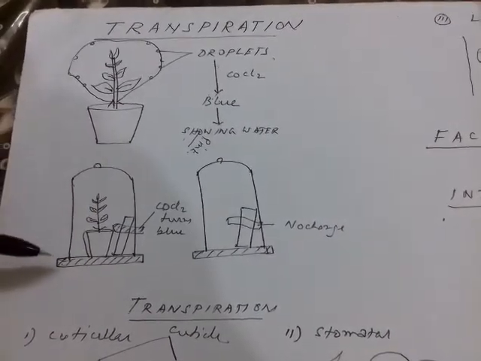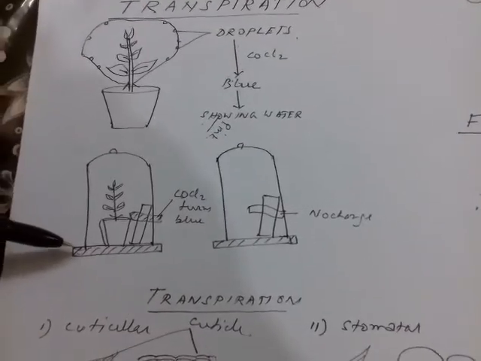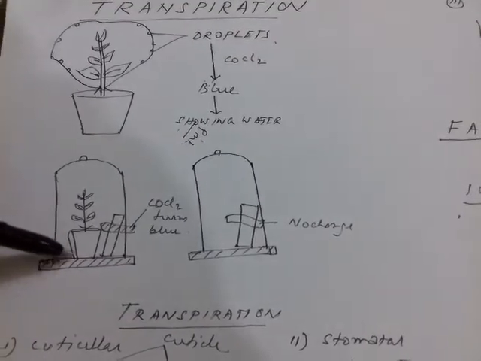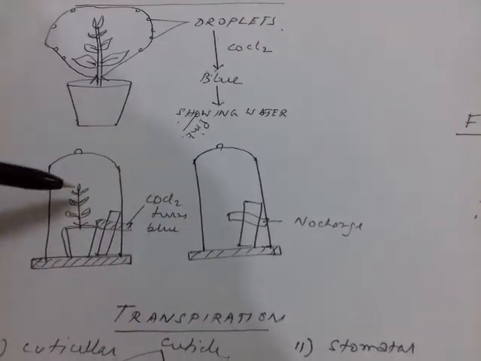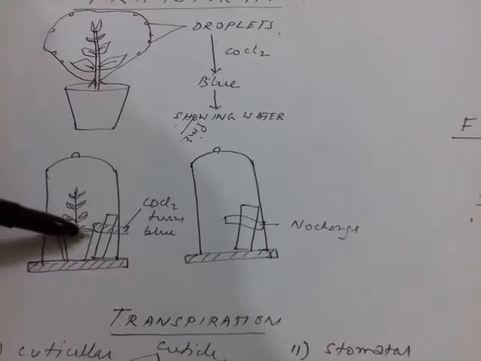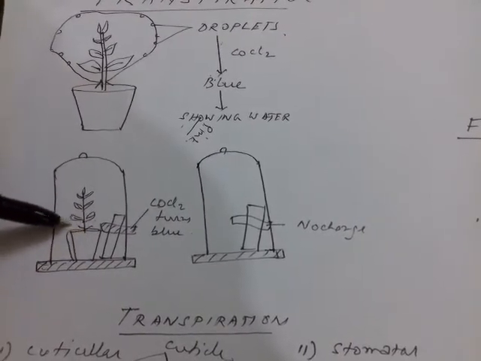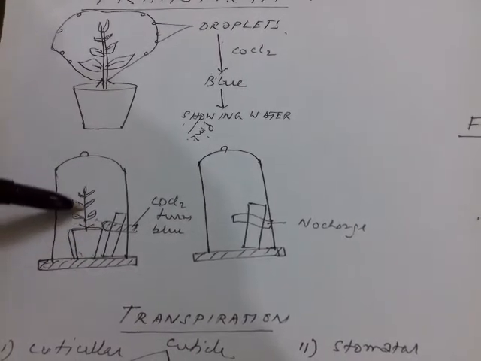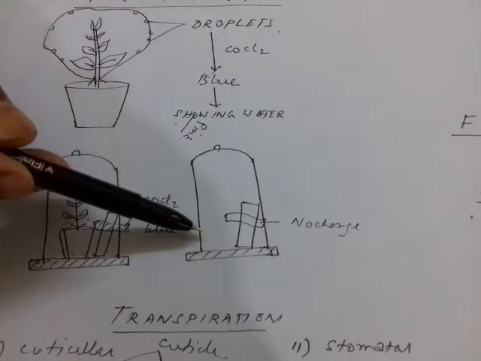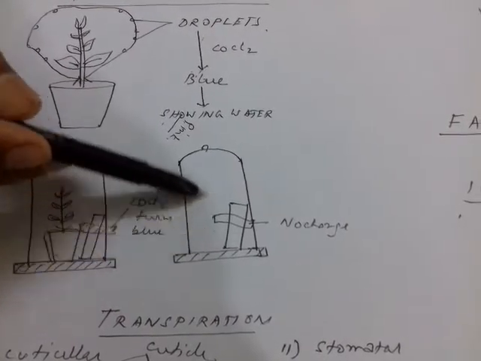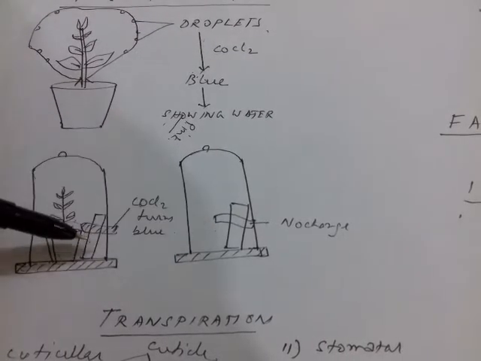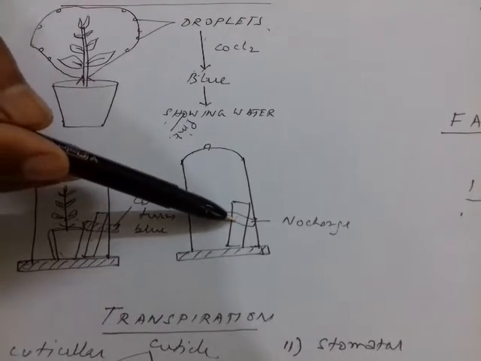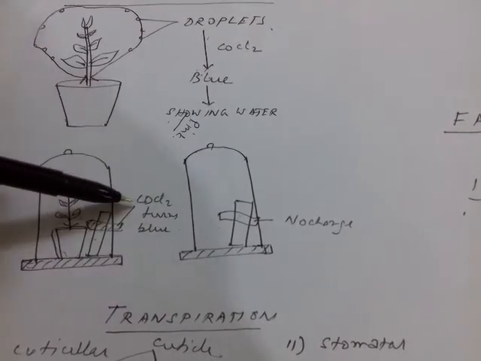Another experiment is called the Bailey experiment. Now in this experiment you can see that there are two glass slabs, each covered with a bell jar. In one of them you have kept a potted plant which is covered, that means the soil portion is covered with a plastic sheet and the aerial part is exposed. In the other experiment there is no plant, and in both the experiments we have put a cobalt chloride paper inside. You can see with a small wooden piece we have tagged two cobalt chloride papers here.